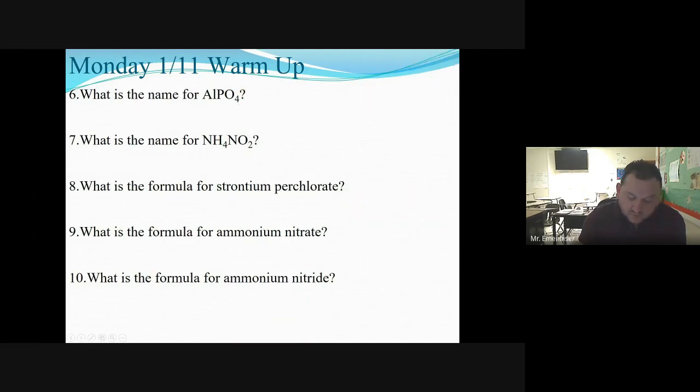Strontium perchlorate. We want to do the formula. So strontium is Sr. It has a +2. Perchlorate, if you look on the list, is ClO4-. And you really do need to practice looking at that polyatomic list and getting them. That's the only way that you'll be able to do these on your own. And so that's a -1.